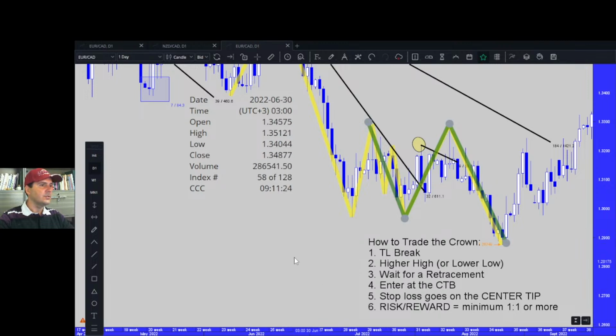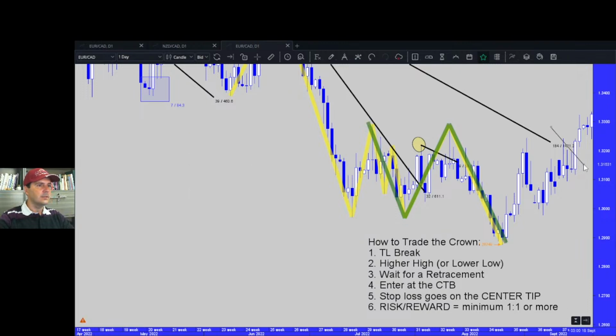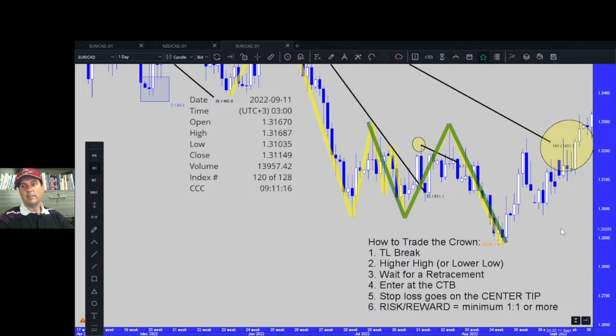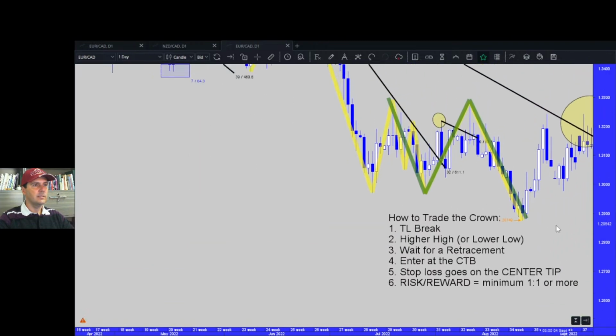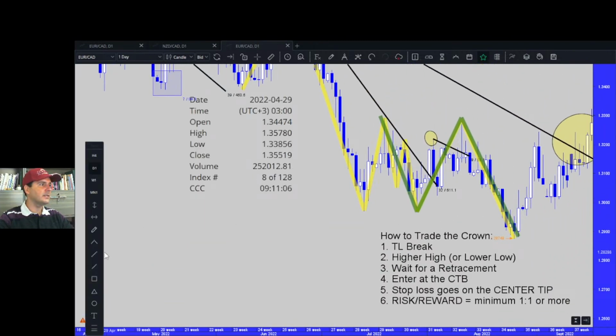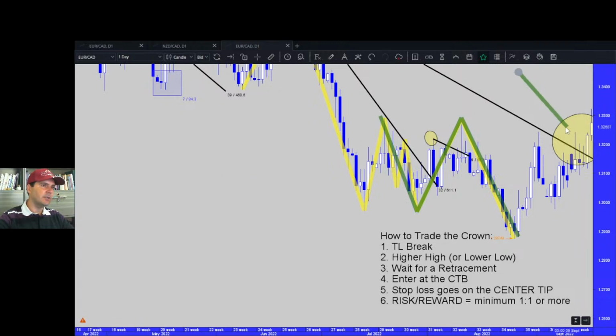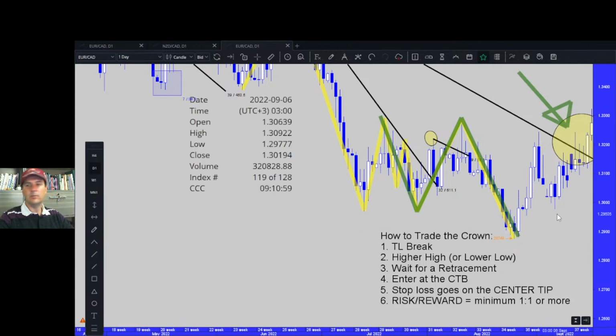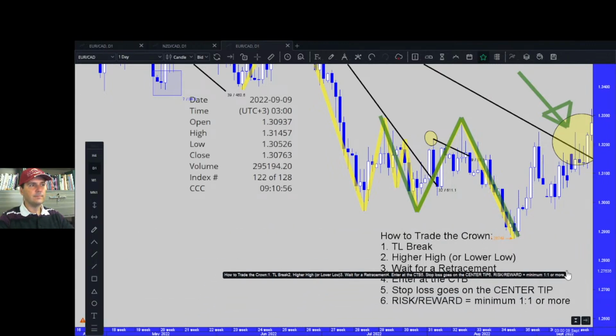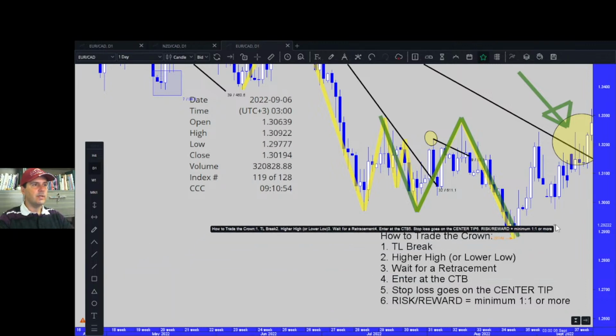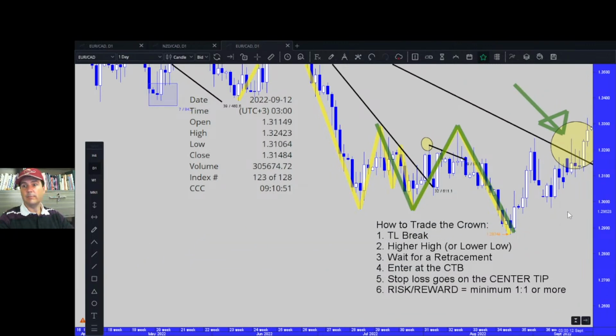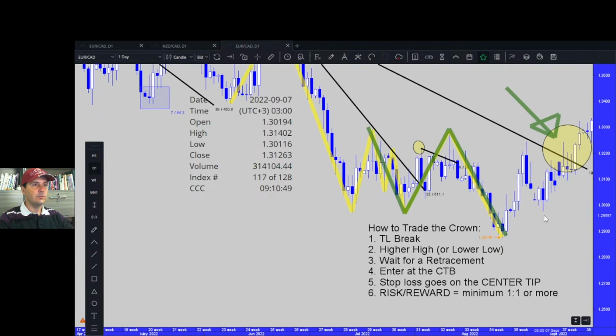And here, if I obey the rules, did the market break the trend line? Everybody type in the chat. Did the market break the trend line at the circle? Yes. All right. Next, I'm monitoring. I'm not trading yet. I'm waiting for a high.